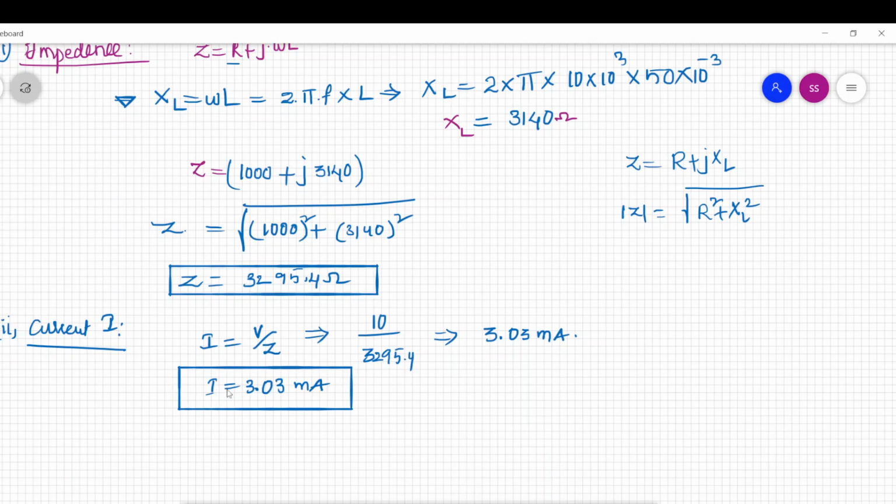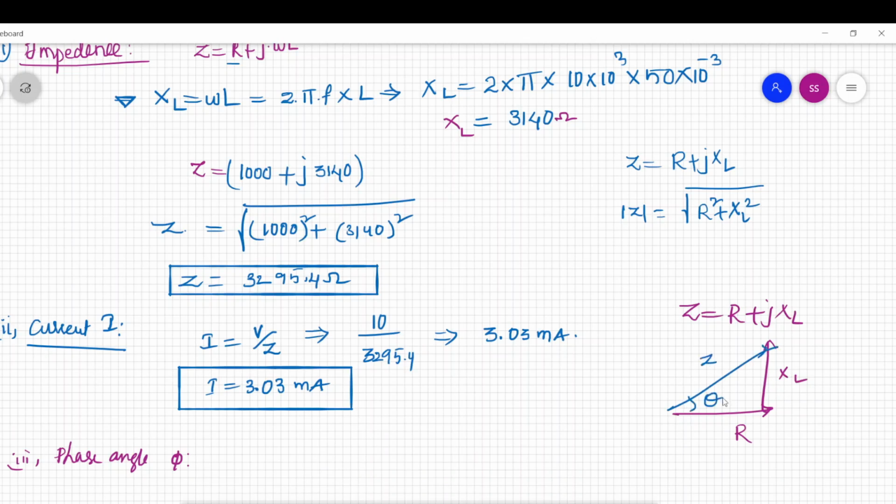Now let us find the third one, the phase angle. How can you find the phase angle? By using your impedance triangle. How can you draw it for impedance R plus j XL? R will be along one axis and XL will be 90 degrees ahead of it. The sum of these two vectors is your impedance. This angle theta is the phase angle, the impedance angle.